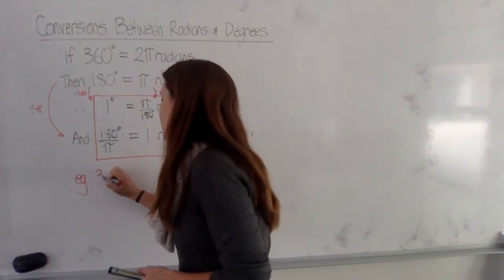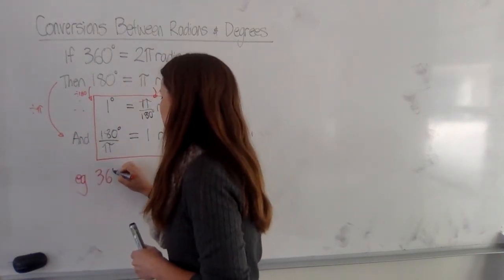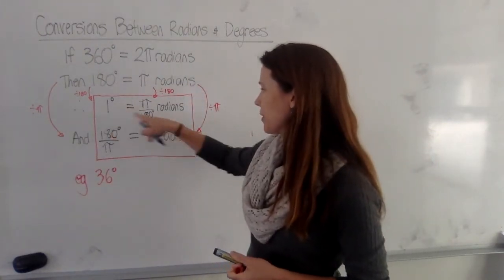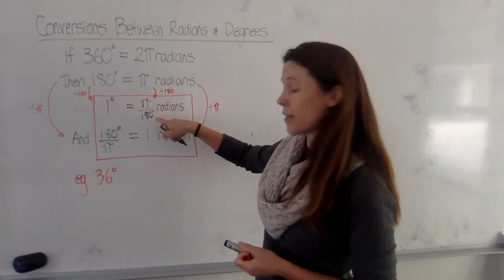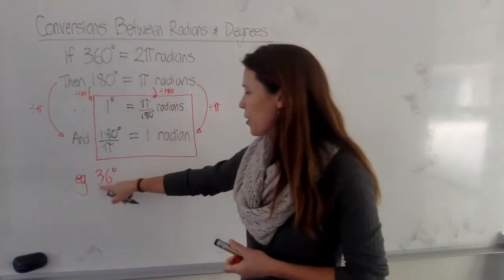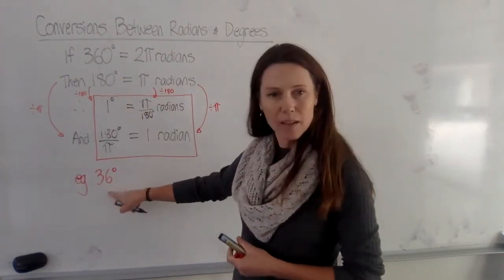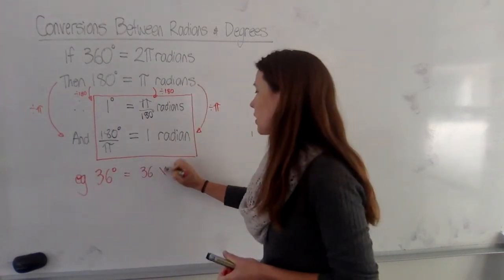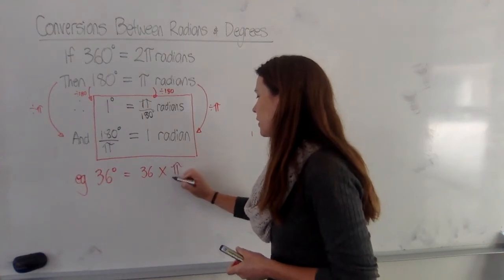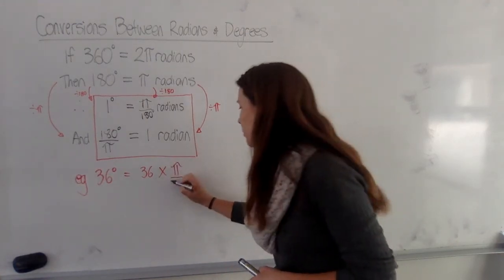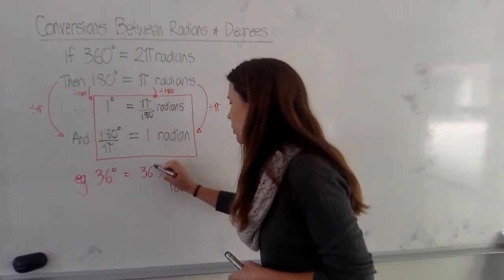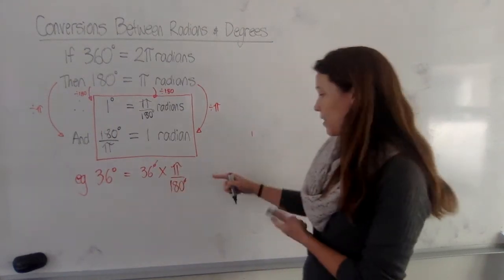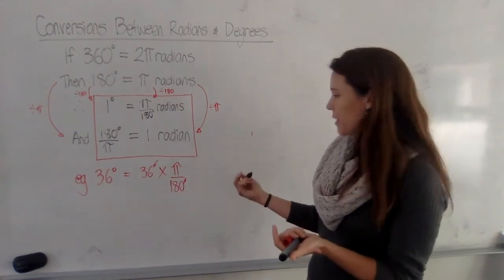Let's just say I have 36 degrees and I want to write it in radians. Well, if 1 degree is this many radians, then 36 degrees will be 36 times the size, won't it? So I need to do 36 times my conversion factor. Now I want radians, so I put the pi on top and I put the degrees on the bottom. Obviously the degrees cancel out, which is why my answer won't have any degrees in it. It will be in radians.